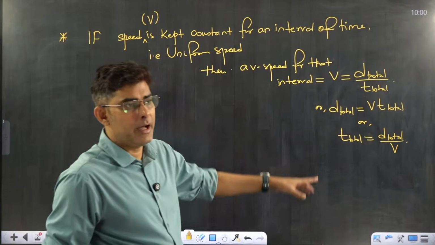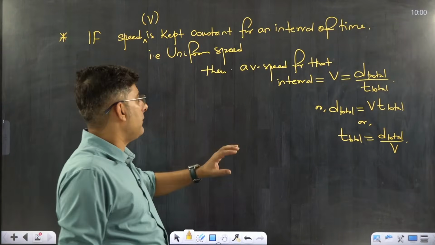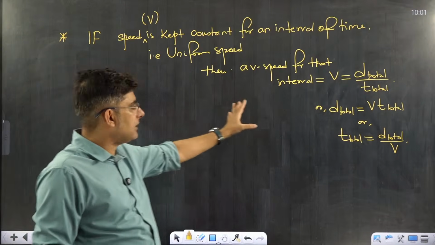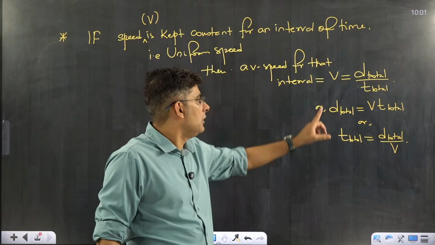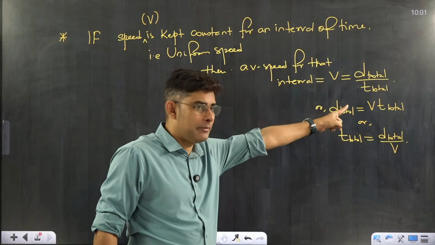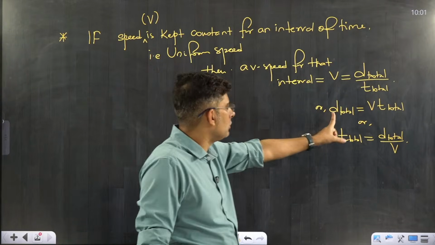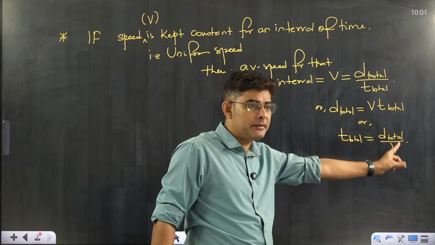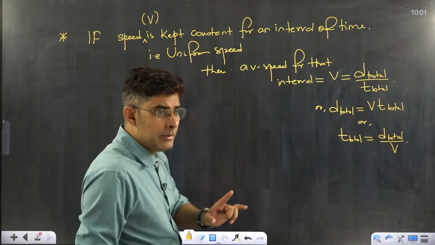You will understand why I am telling such things. Whenever something is kept constant over a given interval, the average speed will be the same as that value. So average speed is total distance by total time, as we discussed yesterday. Total distance can be written as v into total time, or total time can be written as total distance d by v.